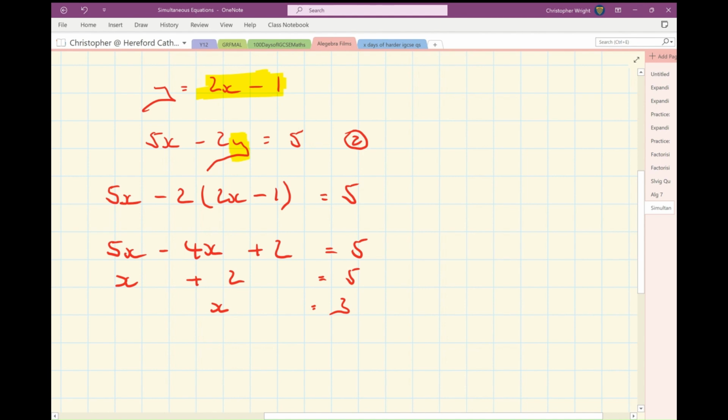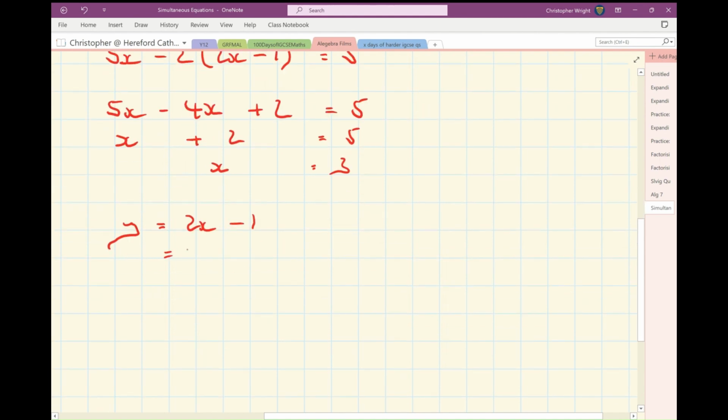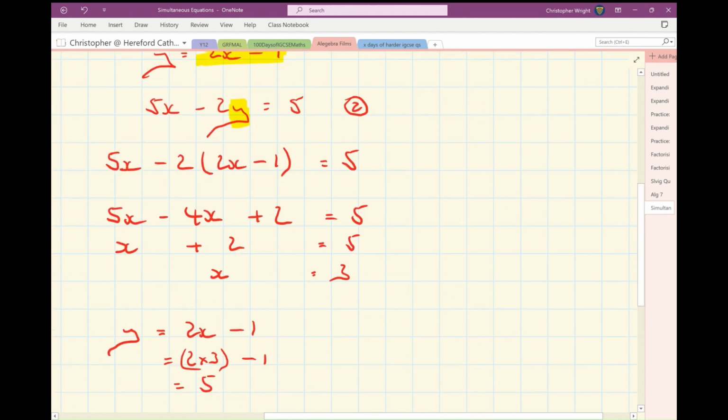How am I going to find y? Well, I know that y is 2x minus 1, because that's what equation 1 tells me. So that's going to be 2 times 3 minus 1. Well, that is 5. So I reckon x is 3 and y is 5.